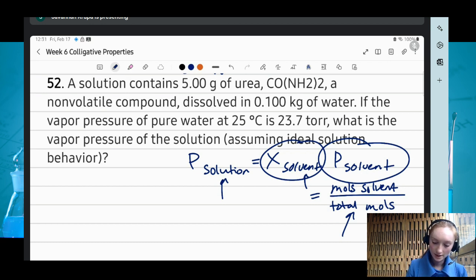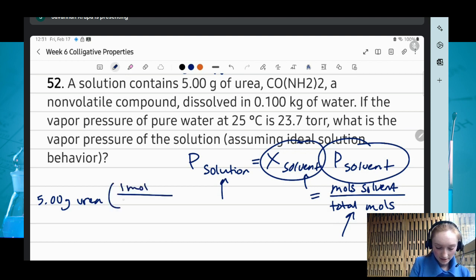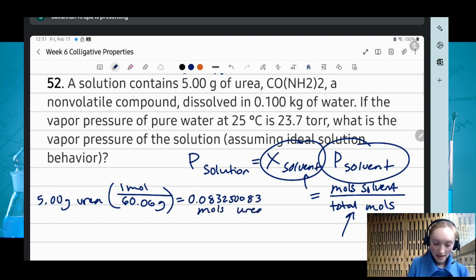So let's first do the urea. It said in the problem we have 5 grams of urea, and the molar mass of that is 60.06 grams per mole. And so that will give us a mole amount of 0.0832500083 moles of urea. Now that we have the moles of the urea, we need to find the moles of the water. It also gave us a mass of that, which was 0.100 kilograms of water.